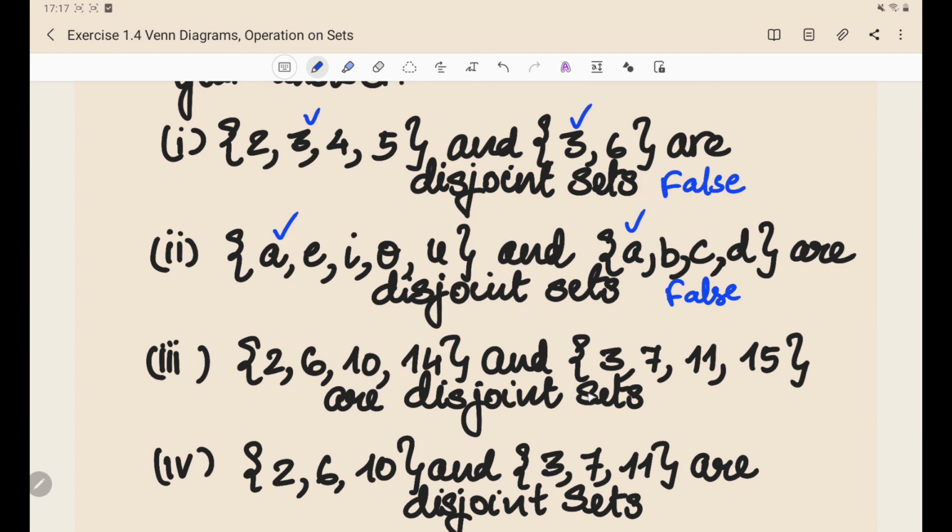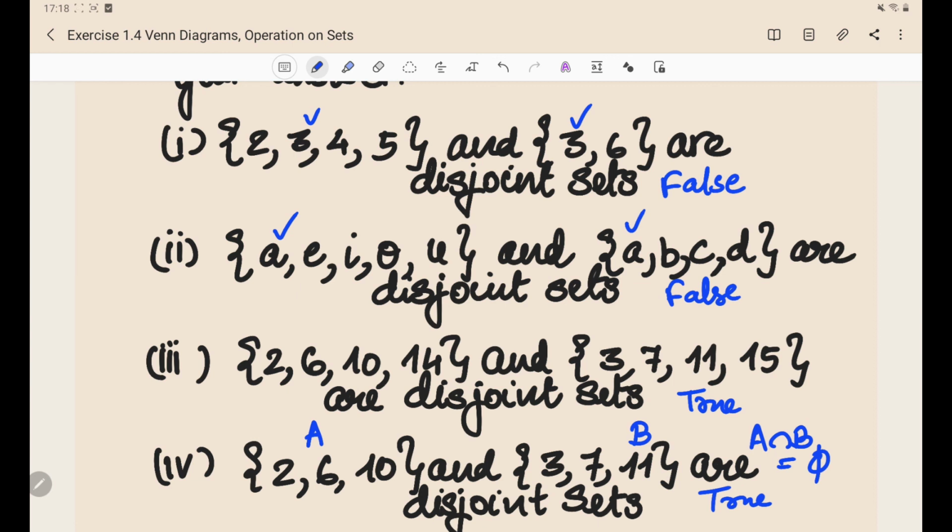{2, 6, 10, 14} and {3, 5, 7, 11, 15} are disjoint sets. Yes, obviously these are disjoint sets because you cannot see any common elements in both sets. So, true. Again, {2, 6, 10} and {3, 7, 11}. If you take this set as A and this set as B, the intersection of both these sets gives the empty set. So this is true. That was all for this section, and we have completed exercise 1.4.